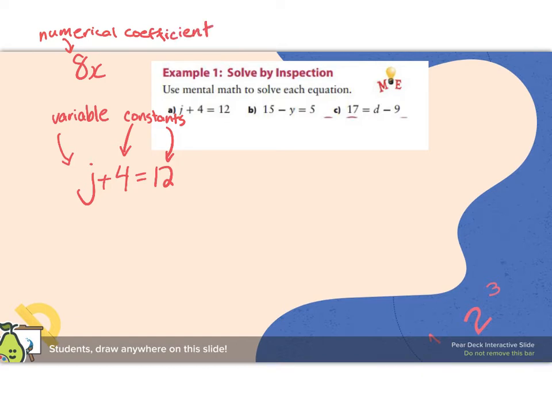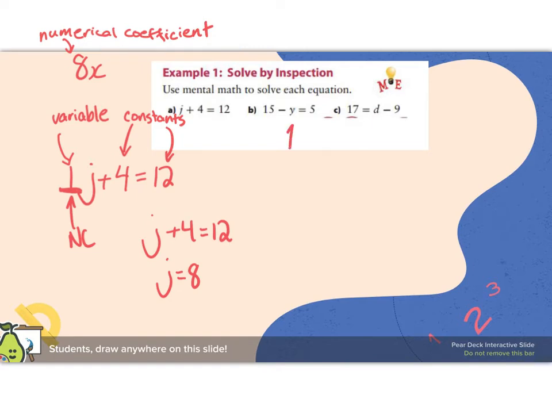In this case, we don't have anything touching the j, so do we still have a numerical coefficient? Well, yes. By default, if we don't see a number, there's actually a 1 there. So our numerical coefficient is just 1. I have one single j. Okay, in order to solve it, let's think about this. A random number plus 4 gets me to 12. That means I have to think backwards, so 12 minus 4, that must mean that j equals 8.